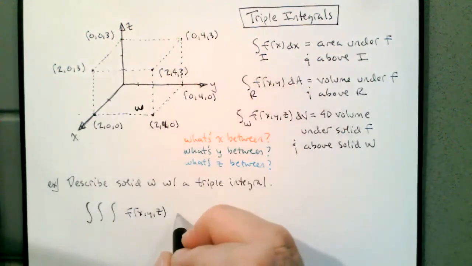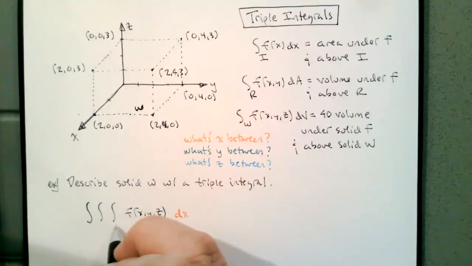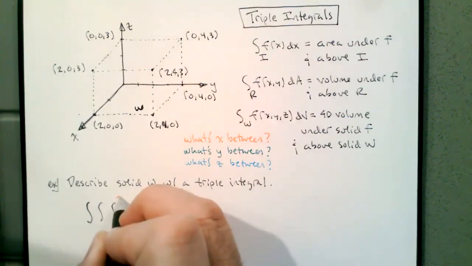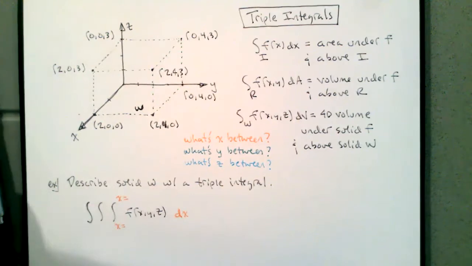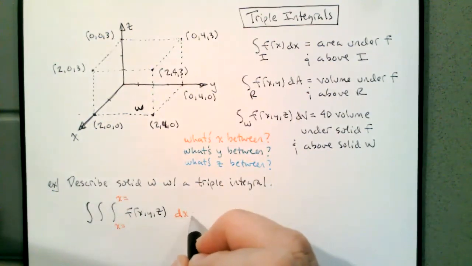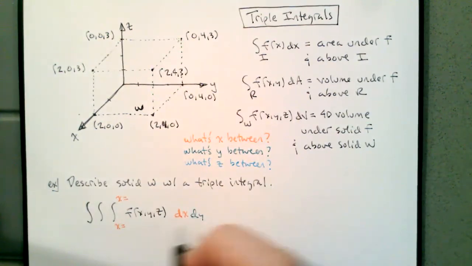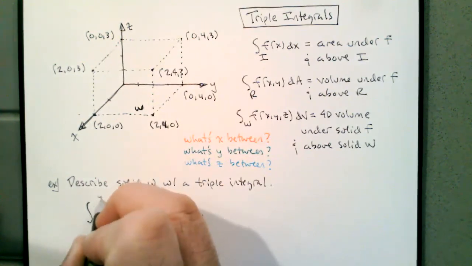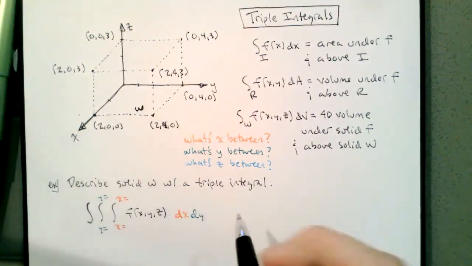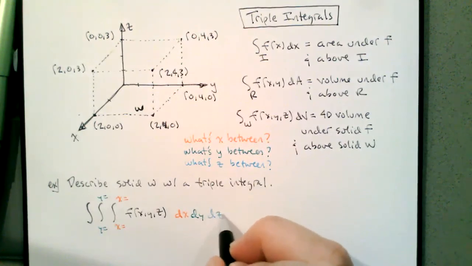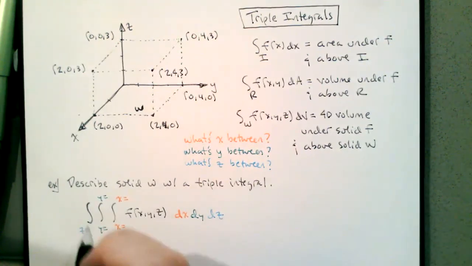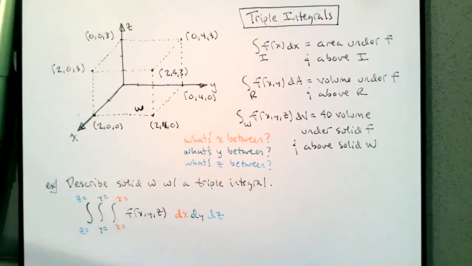So let's just go in order. So dx. So we're going to start with the x's. And then we'll do dy. And then we'll do dz. This one's going to be really straightforward because I've used constants for all the boundaries. But the questions are going to be the same, and the requirements are going to be the same.